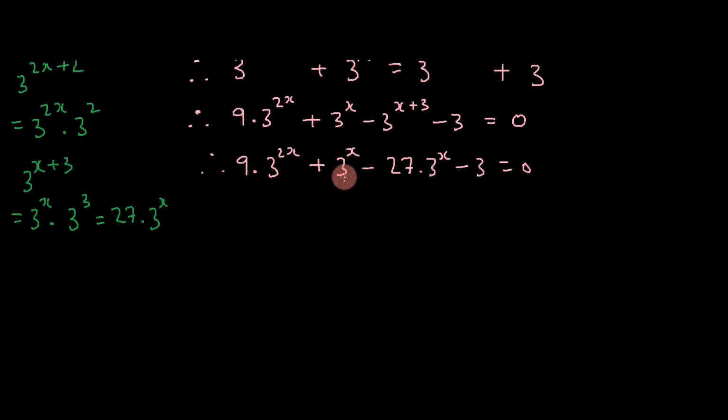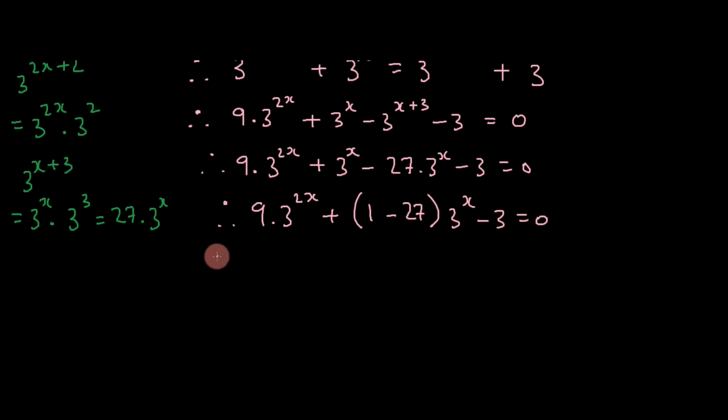Now we can take out a common factor here. So 9 times 3 to the 2x. And we're going to take out 3 to the x as a common factor. So we're left with 1 minus 27. And just rewriting this, 1 minus 27 is negative 26.